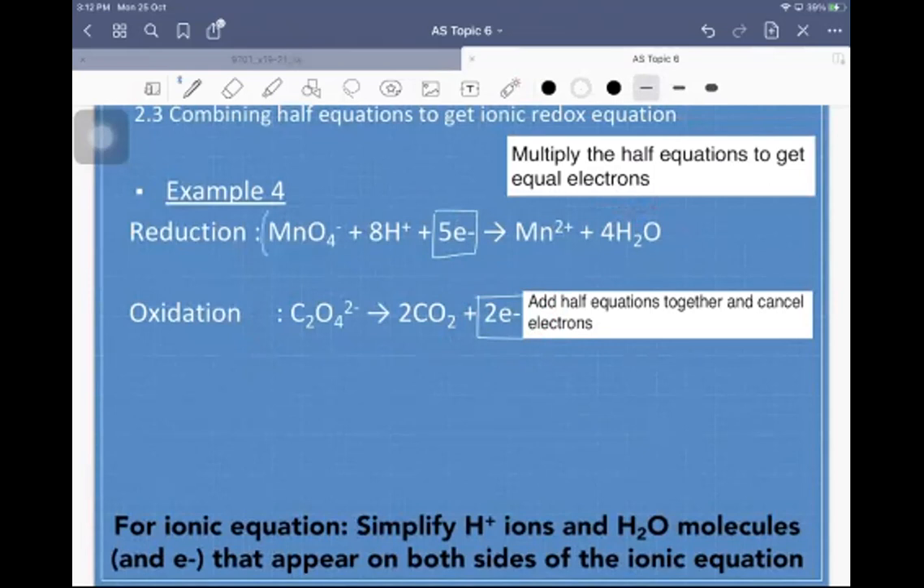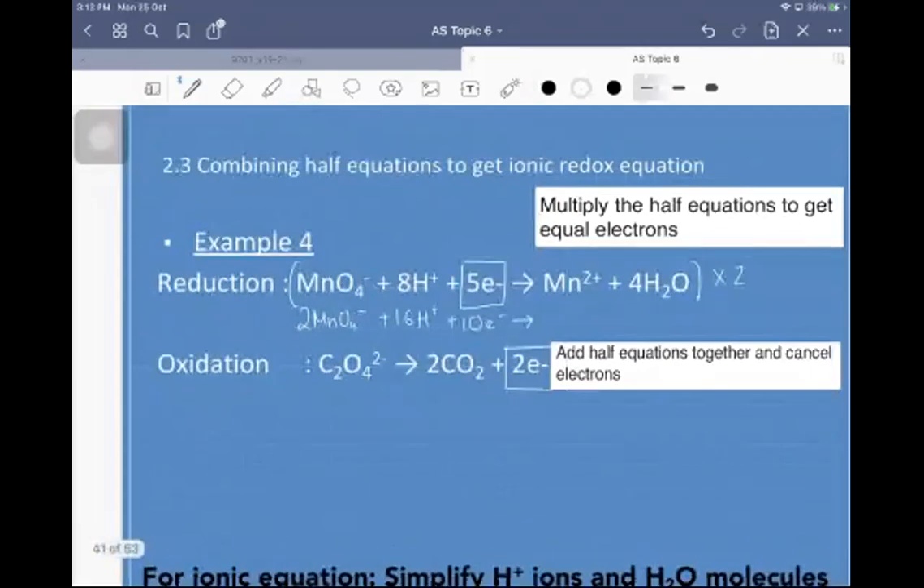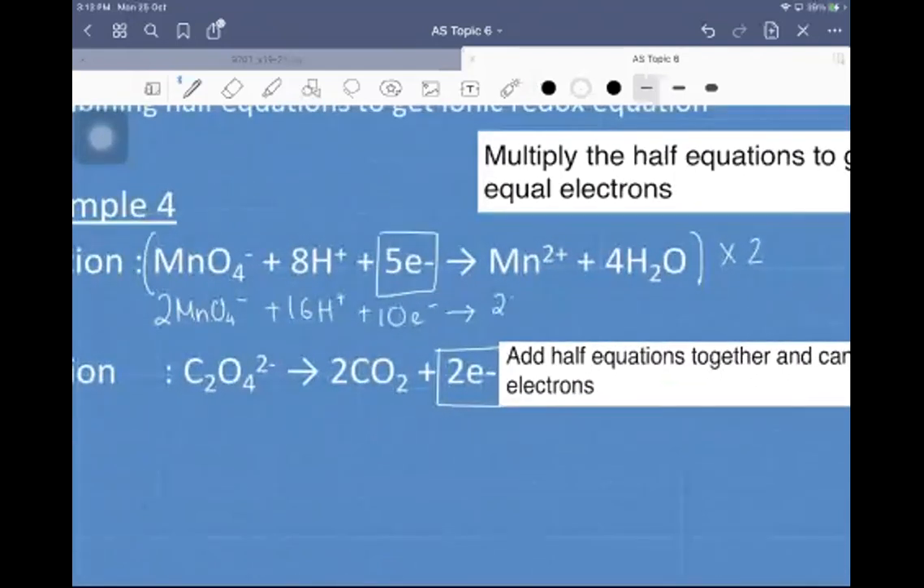So what we can do is we multiply. When we multiply electrons, we can't just multiply the electron alone. Otherwise, you'll mess up the balancing. The charge will no longer be balanced. So what you can do is when you want to multiply your electrons, you multiply the whole thing. So if I multiply the whole thing by 2, I should get 2 MnO4 minus plus 16 hydrogen ions plus 10 electrons to form 2 manganese 2 plus ion plus 8 H2O. So I've got 10 electrons for my half reduction equation.